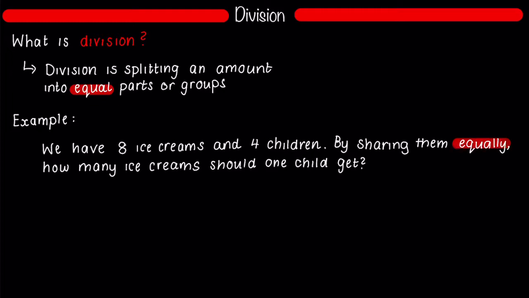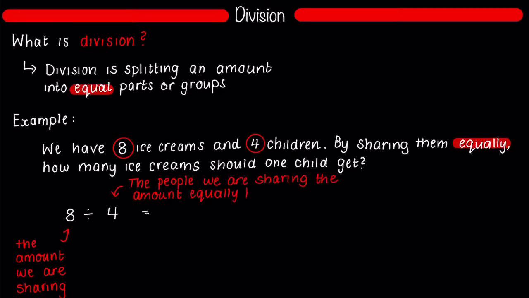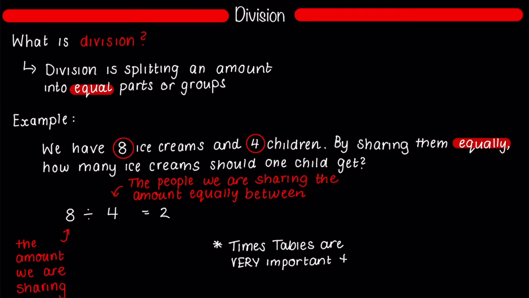Now we have just circled the amount of ice creams that are there and how many people we need to share it between. So therefore we have the question 8 divided by 4. The 8 represents the amount that we have to share, and the 4 is the amount of people or groups that we need to split the 8 into. And we should know that 8 divided by 4 is 2. This is where times tables play a massive key role in doing division, because if you know your times tables, you'll know 4 times 2 gives us 8. Therefore, 8 divided by 4 should give us 2.